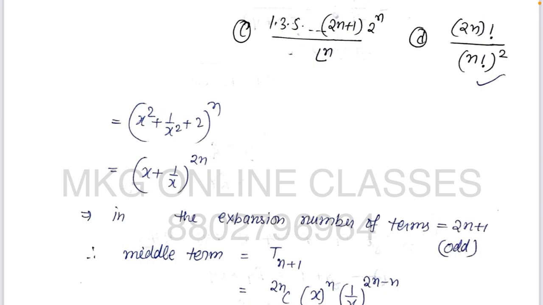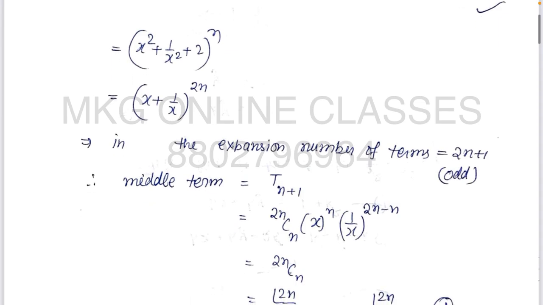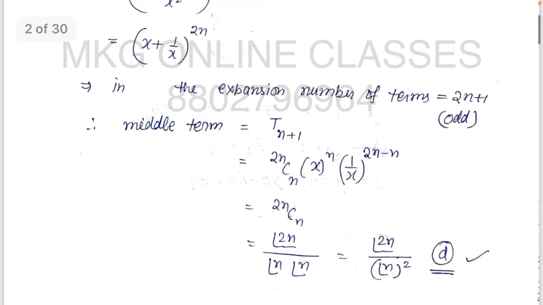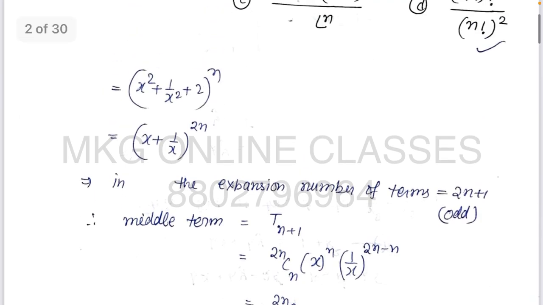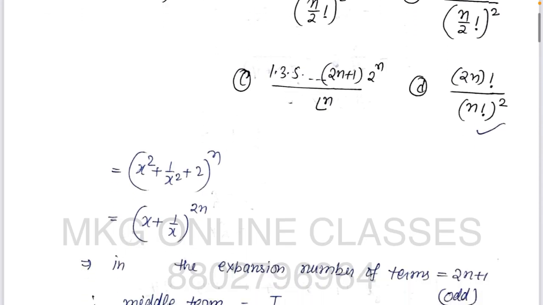So t n plus 1 will be 2n c n, x raised to power n, 1 upon x raised to power 2n minus n, that is also n. So x raised to power n and x raised to power n cancel, so 2n c n. 2n c n is basically factorial 2n upon factorial n into factorial n. So this is coming out to be factorial 2n upon factorial n whole square. So the correct option for this question is option D. I hope this should be clear to everyone.